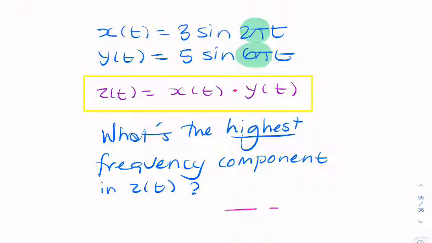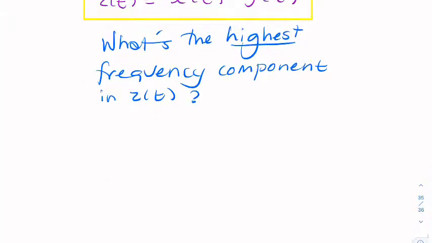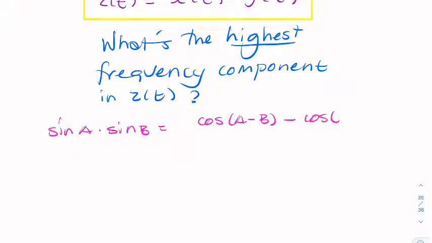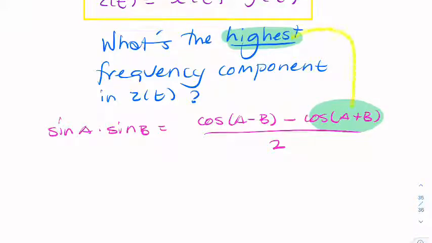So let's now think about what happens when you multiply two sine waves. So remember that sine A multiplied by sine B will give you something like cosine of the difference minus cosine of the sum divided by 2. Now, it doesn't really matter whether it's a minus or a plus, and the 2 there isn't really important. What really matters to us is this term here, because they're looking for the highest term. So for the highest term, it's obviously going to be the sum of A and B.